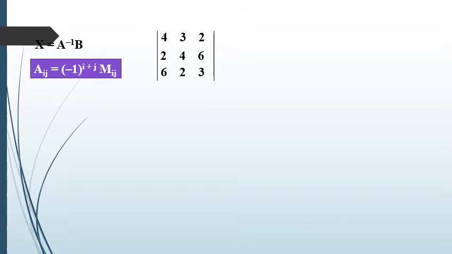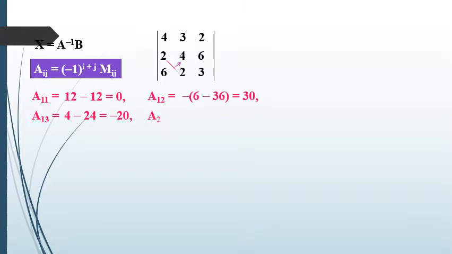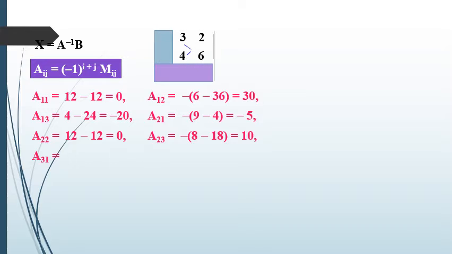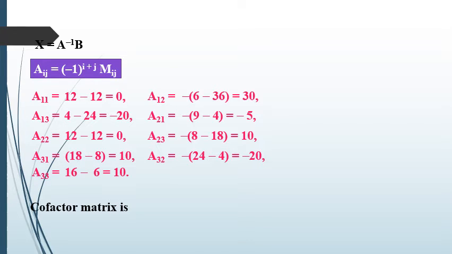So first we will calculate A inverse by obtaining the cofactors and adjoint. So A11 is obtained by deleting the first row first column, which equals 0. Next A12 is equal to 30. A13 is equal to minus 20. A21 is equal to minus 5. A22 is equal to 0. A23 is equal to 10. A31 is equal to 10. A32 is equal to minus 20 and A33 is equal to 10.